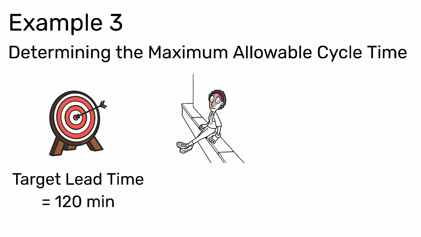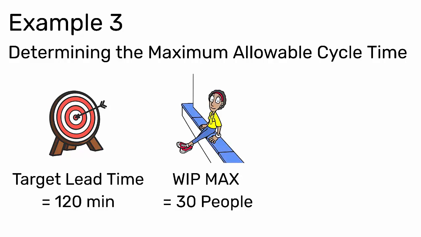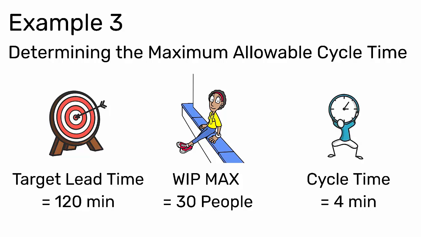Example 3. Determining the maximum allowable cycle time. Target lead time equals 120 minutes. Maximum work in progress equals 30 customers in the waiting room. Cycle time equals 120 divided by 30 equals 4 minutes. The process must not take more than 4 minutes to hit the target.